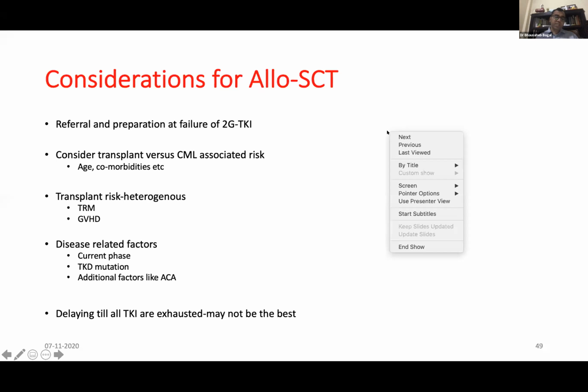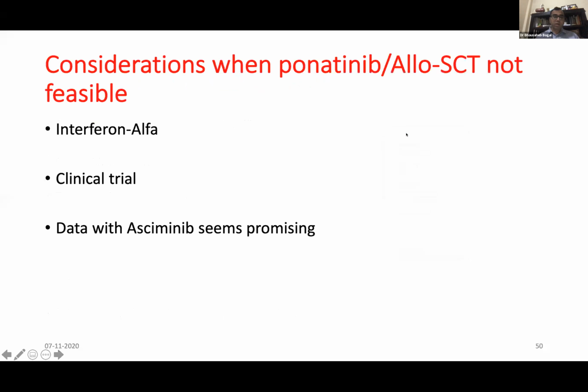But it is important to send the patient for transplant in a chronic phase with the disease controlled, rather than sending him when all the TKIs have been exhausted and the disease is uncontrolled, or the patient is not in cytogenetic or maybe hematological remission for that matter.